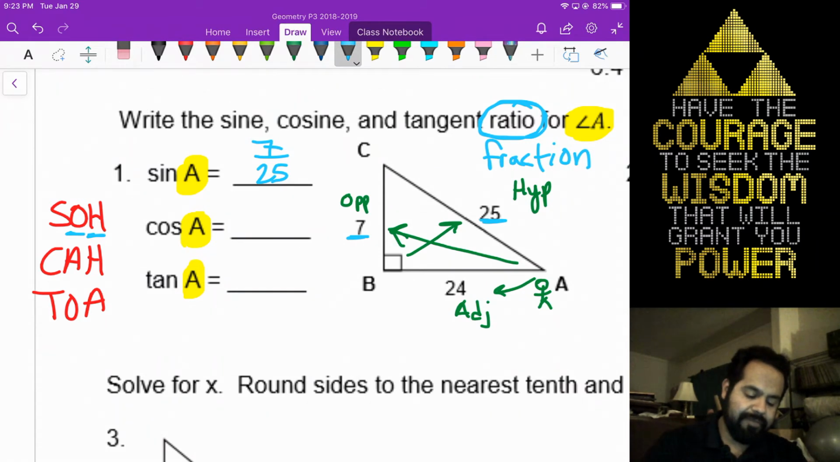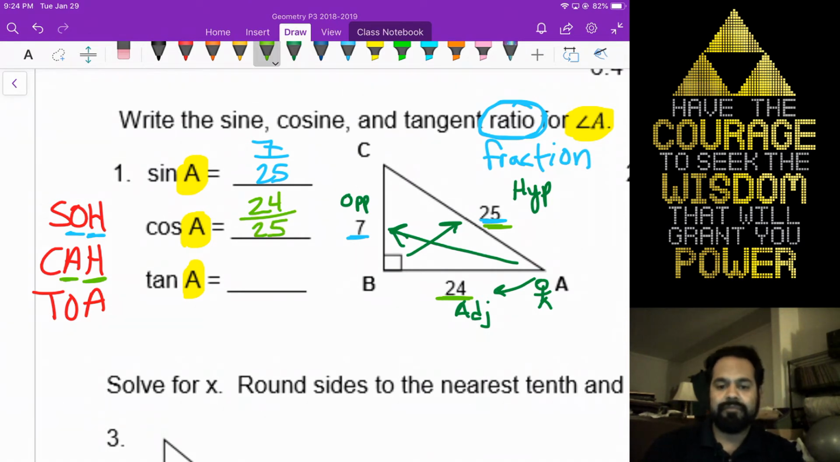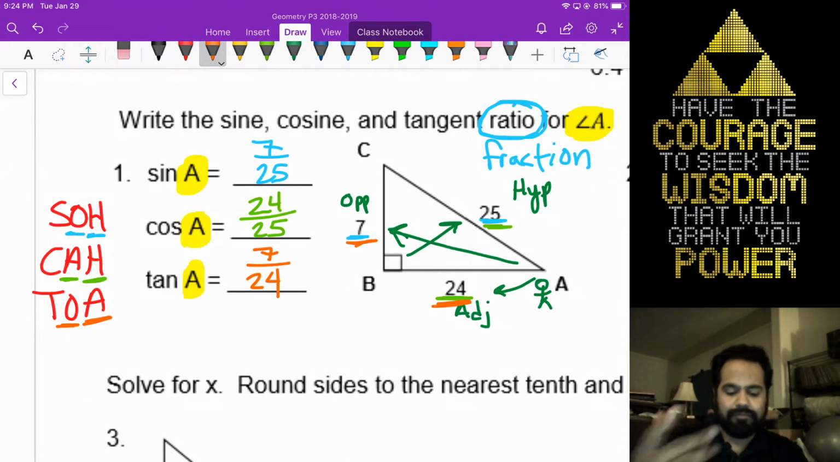Let's look at cosine. Cosine is the adjacent over the hypotenuse. Here's my adjacent. There's my hypotenuse. 24 over 25. Now I have tangent of A. Let's do orange. Tangent is opposite over adjacent. So we have 7 over 24. And those would be your answers for your number 1, for your tangent, sine, cosine, all your trig ratios. That's what they are. They're trig ratios.